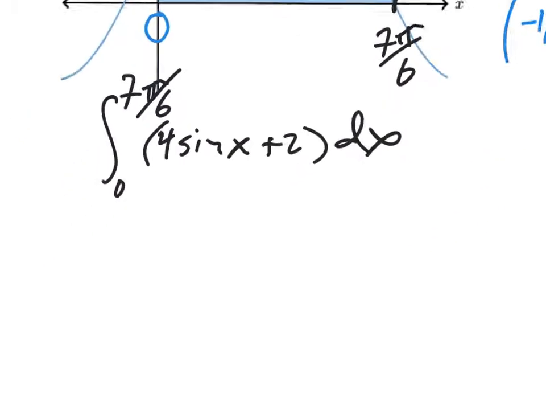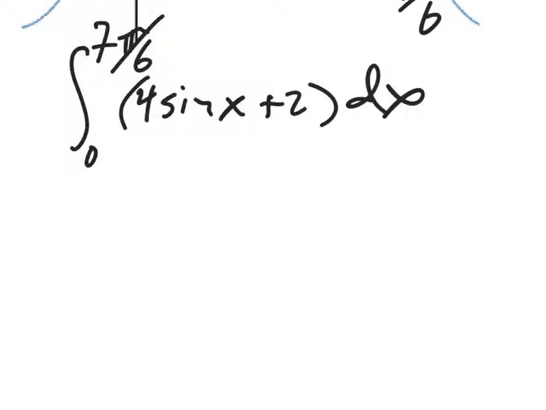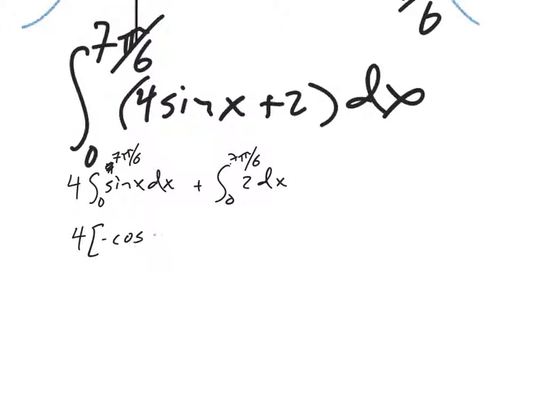Okay, so let me zoom in so I can do this integral. The first thing I would do is rewrite it, bring the 4 on the outside. And then make this, oops, I wrote that wrong, that should be a 7 pi over 6. Okay, well, this shouldn't be too bad to do, right? Because the antiderivative of sine is negative cosine. So I'm going to make this 4 times negative cosine x from 0 to 7 pi over 6. The integral of 2 is just 2x, so this is like saying plus 2x from 0 to 7 pi over 6.